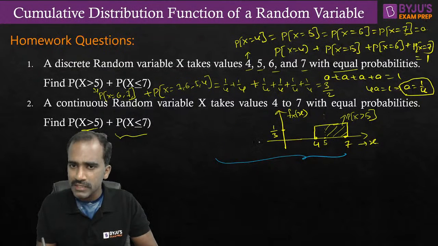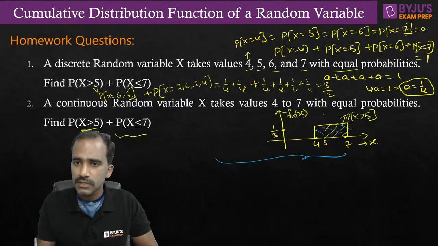From minus infinity till 4, there is no area at all. From 4 to 7, there is an area. So this total area is what we are interested in. Whatever is in blue indicates P of x less than or equal to 7.